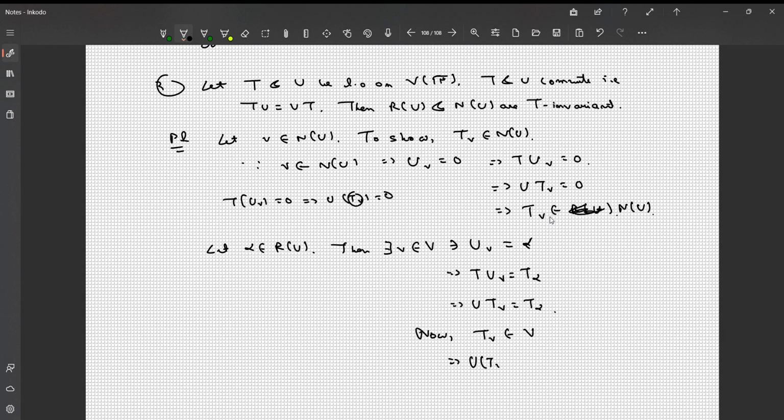Now T of v is an element of V. So that means U of TV, which is basically equal to UTV, is inside the range space of U. But that implies T of alpha is inside the range space of U, right? So it's quite obvious.